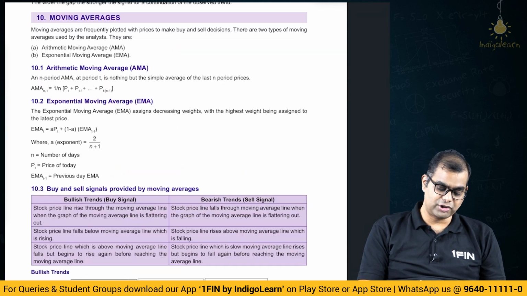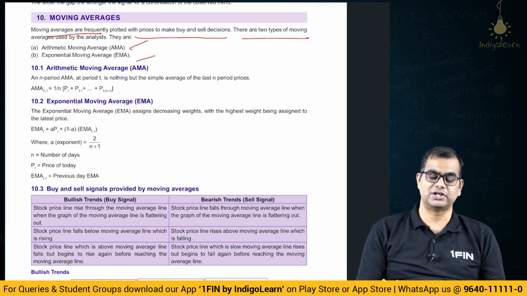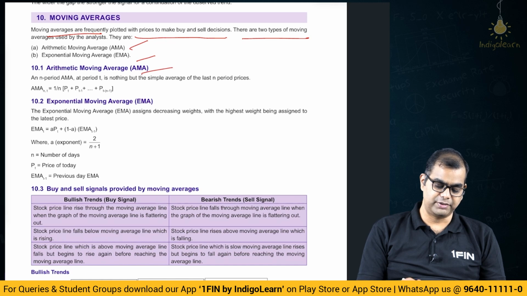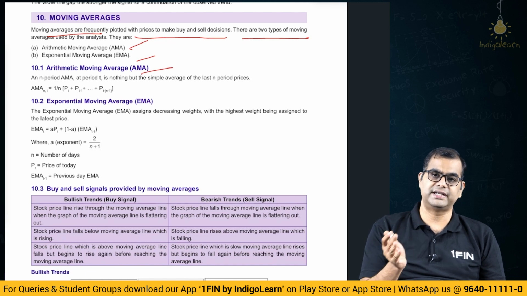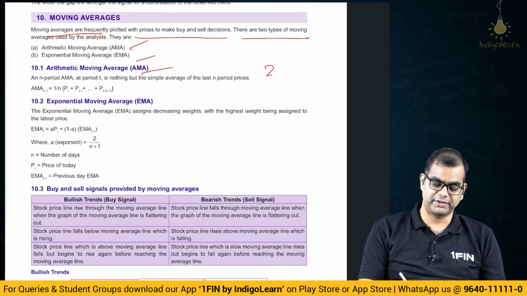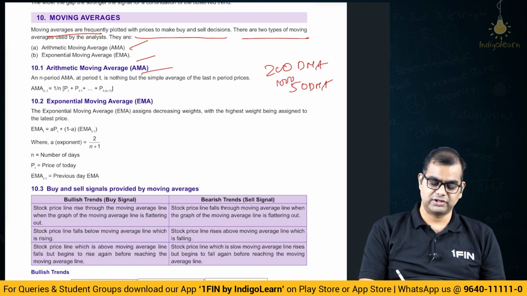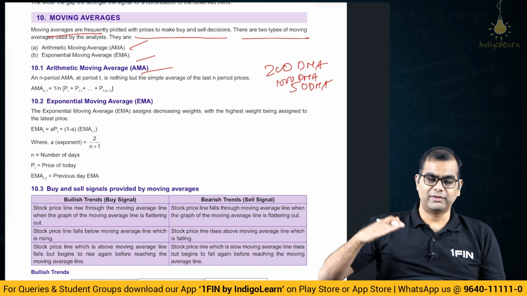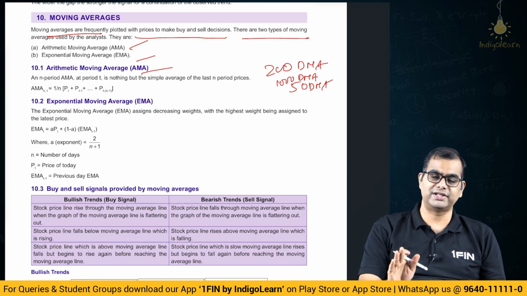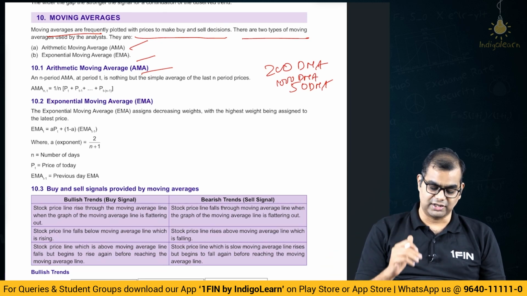Then you have something called moving averages. Moving averages are frequently plotted along with prices to make buy or sell decisions. There are two types of moving averages, arithmetic and exponential. An arithmetic moving average is simple: last 7 days average, last 10 days average, last 20 days average. People typically look at the 200-day DMA, 50-day DMA and 100-day DMA. They make comparisons, like one moving average coming above the other, which means it is upside or downside, and so on.